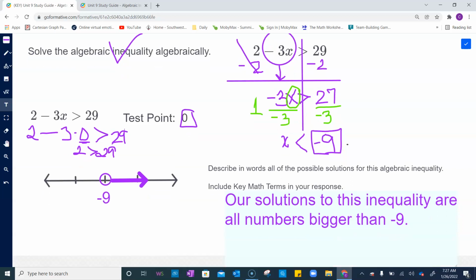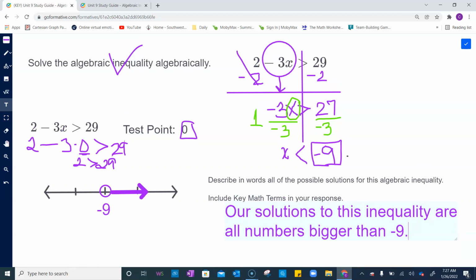You could say our solutions to this inequality are all numbers more than negative 9. Our solutions to this inequality are all numbers above negative 9. So the key math terms are using the word solutions in your description, inequality in your description, and then an inequality word like bigger than, more than, or above to match what that graph is saying. And that's it.